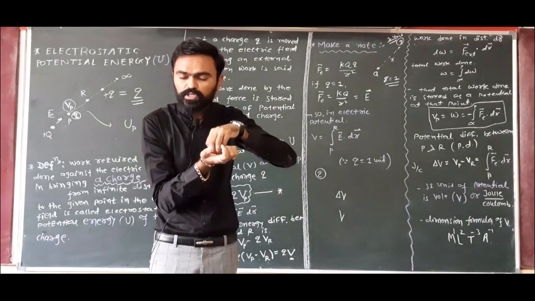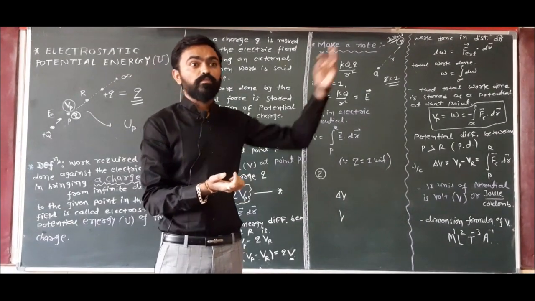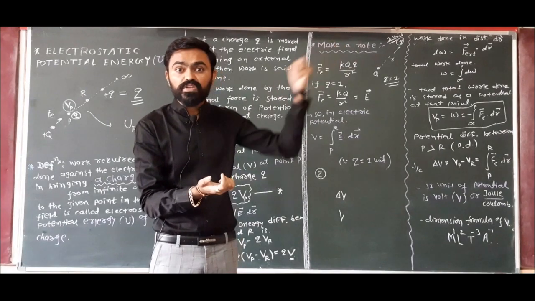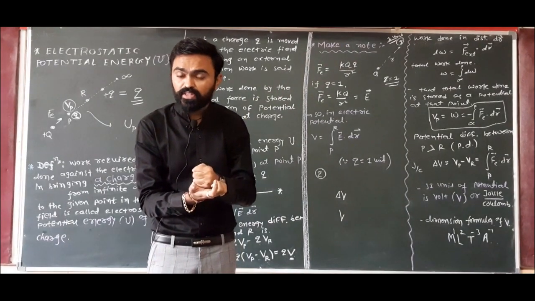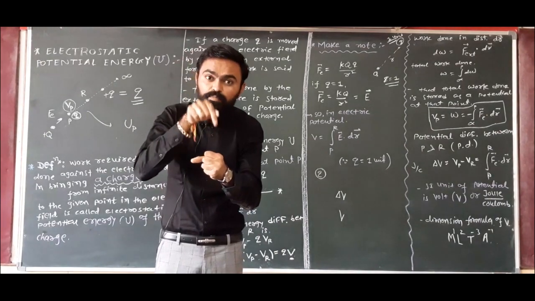So we call it potential at the point. But potential energy is associated with the charge which you bring from infinite to the point. You can remember that means you have to multiply that charge with the potential at the point.